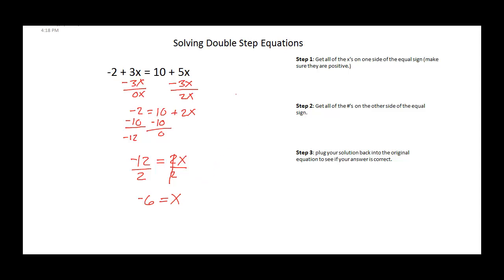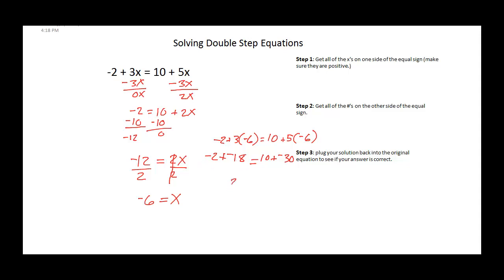Now I need to double check my answer up here. So a negative 2 plus 3 times negative 6 is equal to 10 plus 5 times negative 6. I know that a positive 3 times a negative 6 is going to give me a negative 18. And over here, I know that a positive 5 times a negative 6 is going to give me a negative 30.